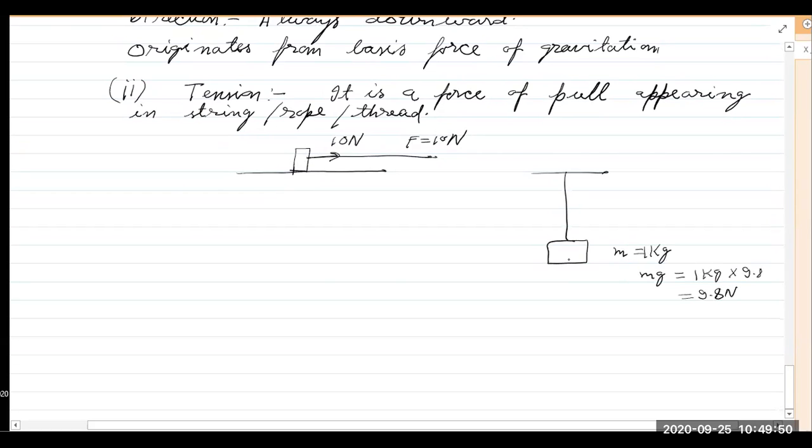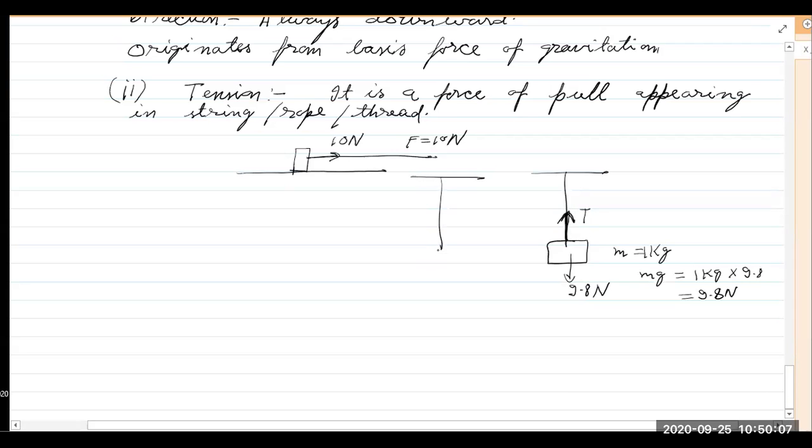So this is the weight of this object, 9.8 Newton. But this object is not moving, which means some other force is balancing it. So who is balancing this? The tension from the string is balancing. So tension is acting vertically upward on this object. Okay.